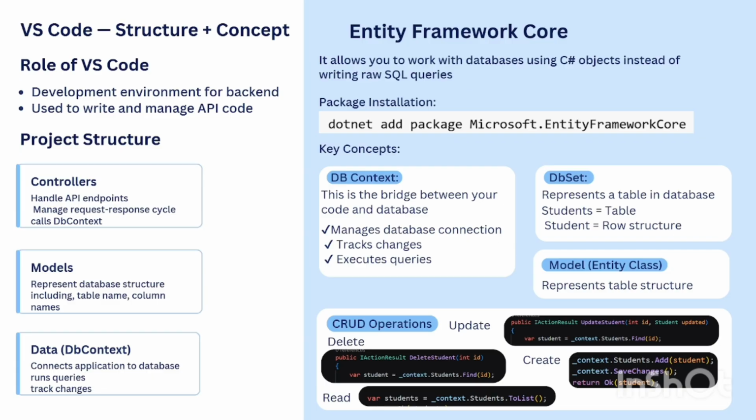Now let's talk about another important topic, that is Entity Framework. Entity Framework is an ORM, object relational mapper. Normally we write SQL queries to interact with the database, but EF Core allows us to use C# code instead. For example, instead of writing a SQL query like select star from students, we simply write context.student.toList. This command lists all our students present in a table.